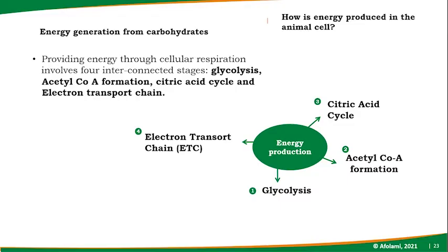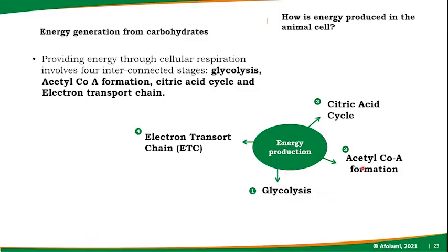So, how is energy generated from carbohydrates? There are about four important pathways, or I'll call them metabolic pathways. But they are basically biological or biochemical reactions that happen. So we generate energy through glycolysis, and in glycolysis we produce pyruvate from glucose. We'll look at that in detail.